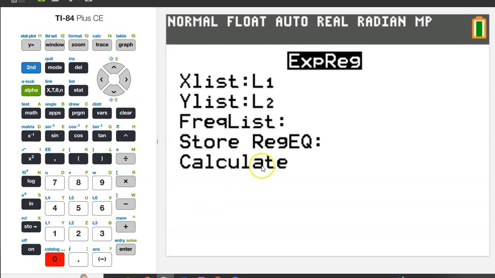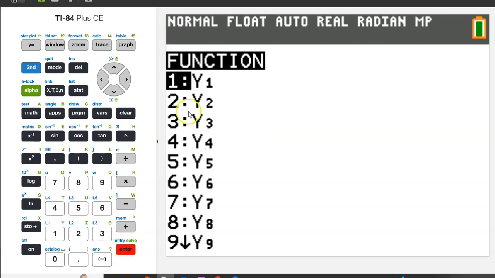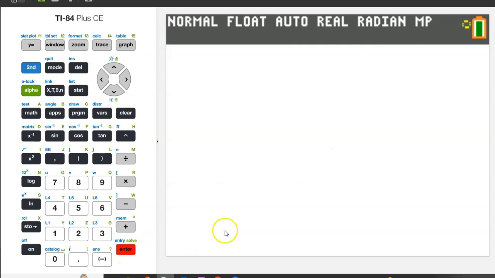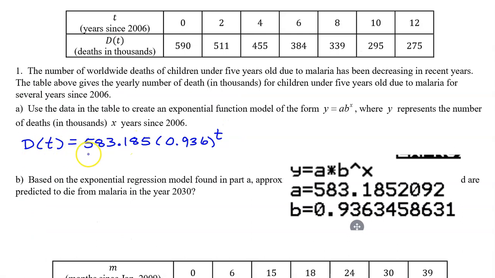Before you calculate the exponential regression model, I recommend that you always go down to where it says Store Regression Equation and make it say y1. Hit vars, switch to yvars, hit Enter, and pick y1. That way the regression equation will be automatically stored as y1 in the y equals area. Hit Enter again. So your regression equation will be in this form, and here's your a and b. This equation will predict the number of deaths in thousands x years after 2006.